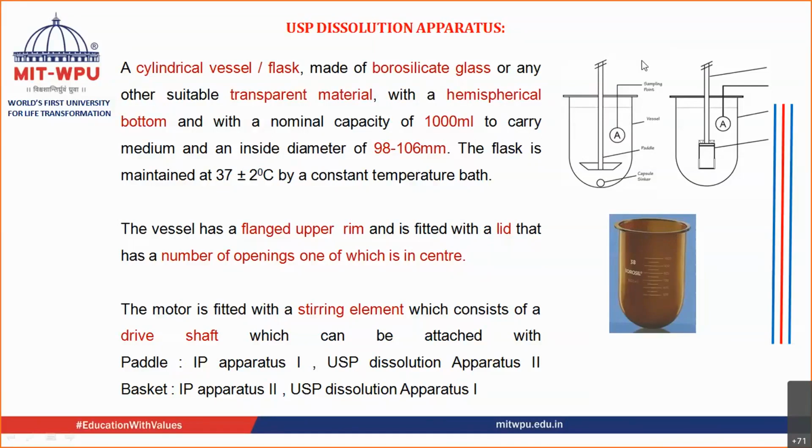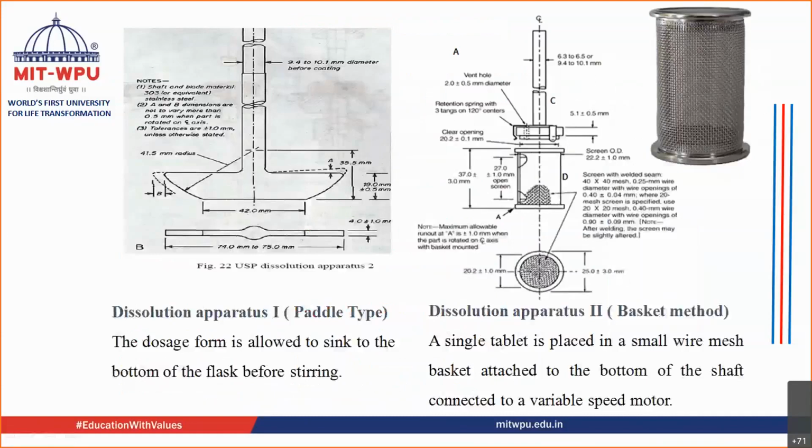Another opening is there in order to remove the sample, and there is one more opening through which you can put your temperature probe inside to check the temperature of this medium. You have two types of apparatus. You have apparatus 1, which is paddle type as per IP, and apparatus 2, which is basket type. Let us move further.